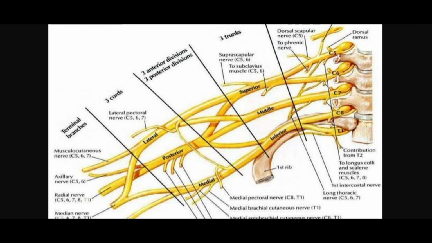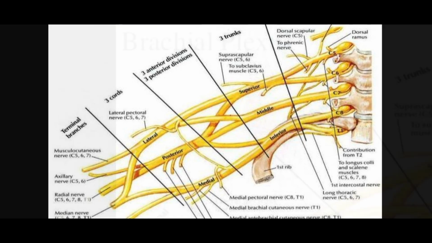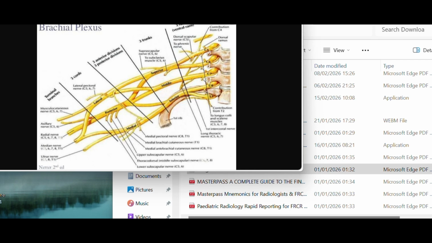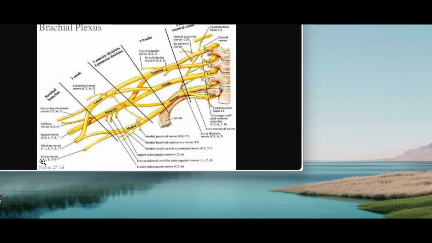If you look here carefully, C8 and T1 nerve roots: the median nerve is made by them, the radial nerve is made by them, and also here the ulnar nerve is also made by C8 and T1. So compression of the inferior trunk of the brachial plexus will lead to weakness and wasting of the hand muscles.